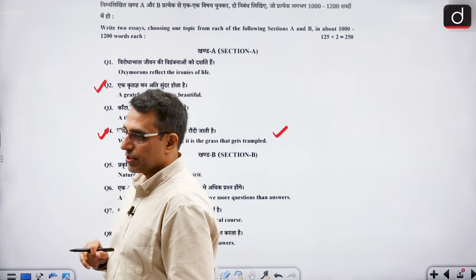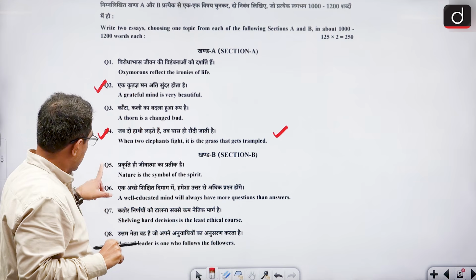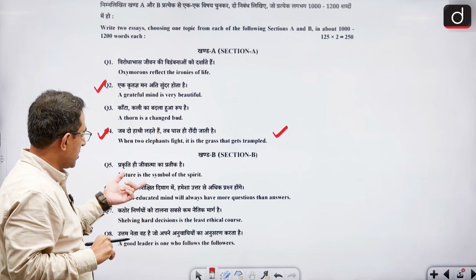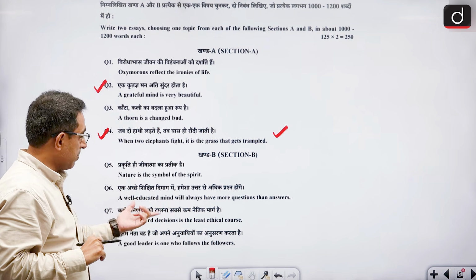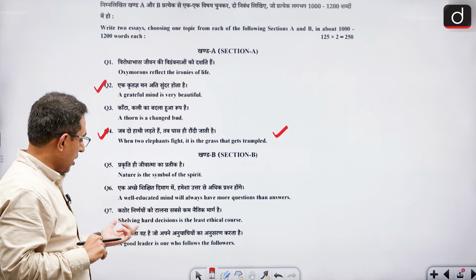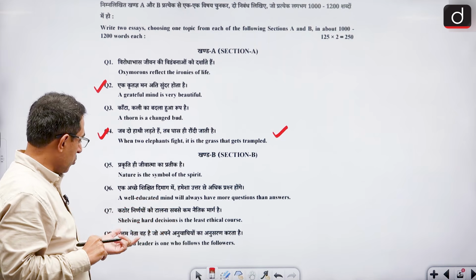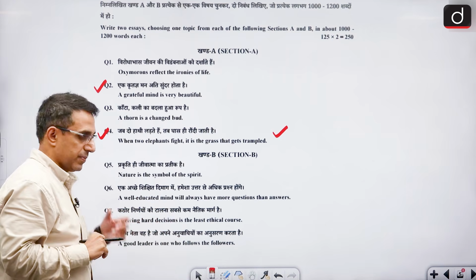Similarly, let us look at section B. So in section B, topic number 5 is nature is the symbol of the spirit. Topic number 6 is a well-educated mind will always have more questions than answers. Topic number 7 is shelving hard decisions is the least ethical course. And topic number 8 is a good leader is one who follows the followers.